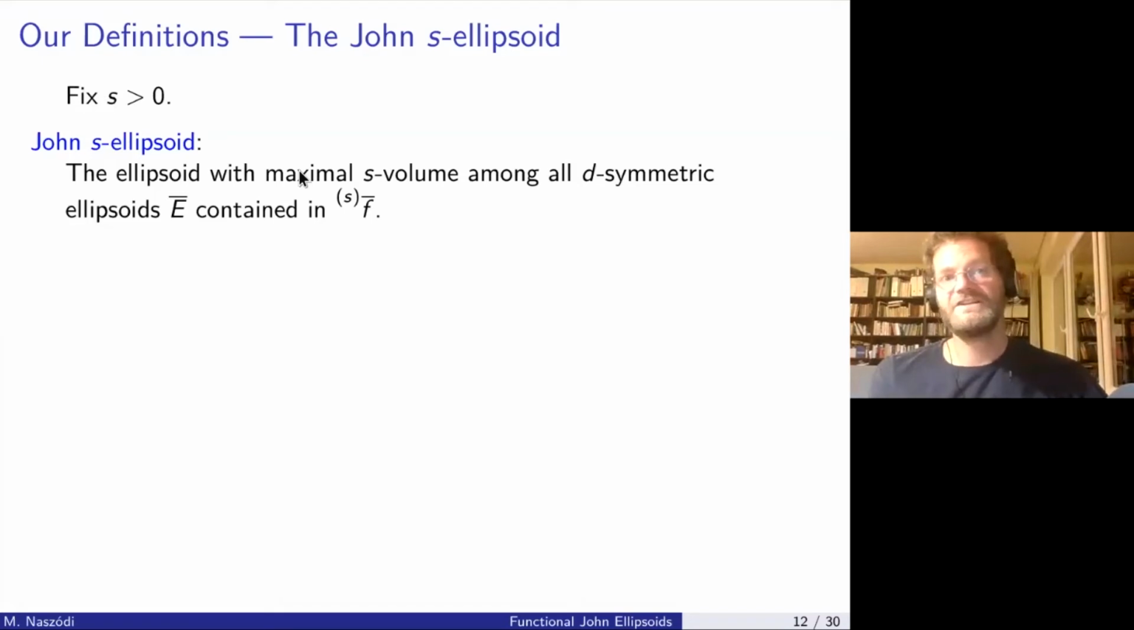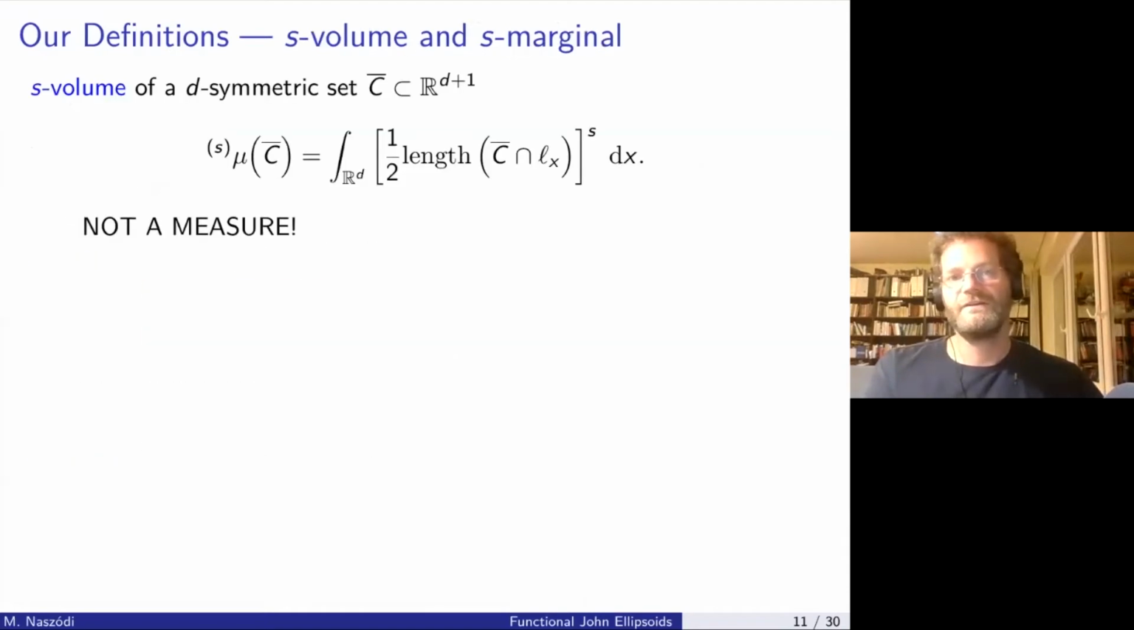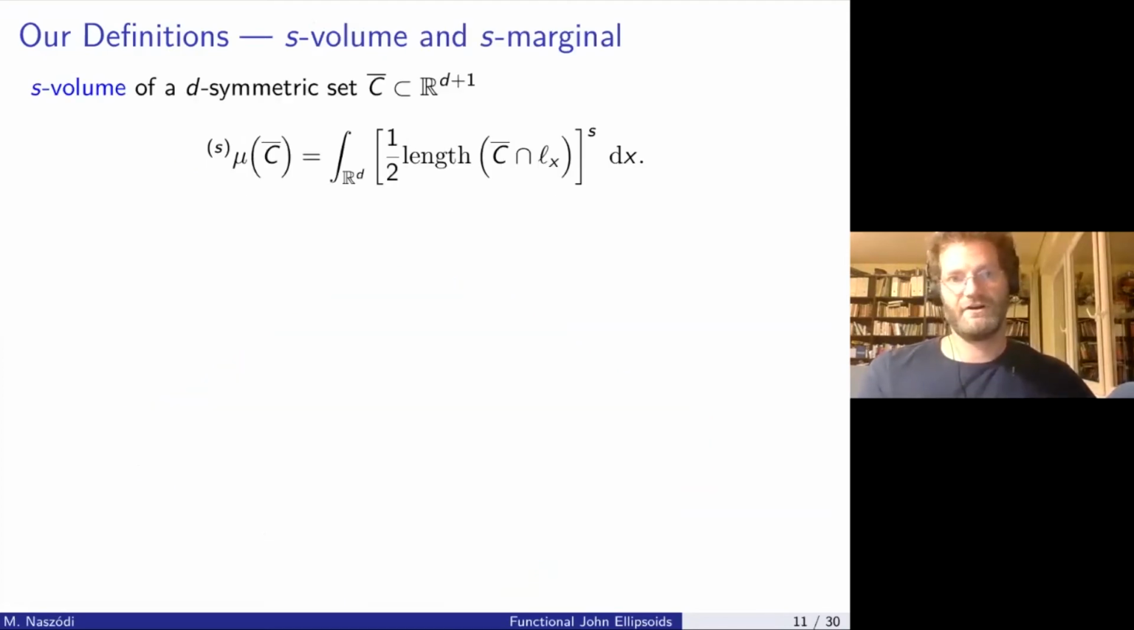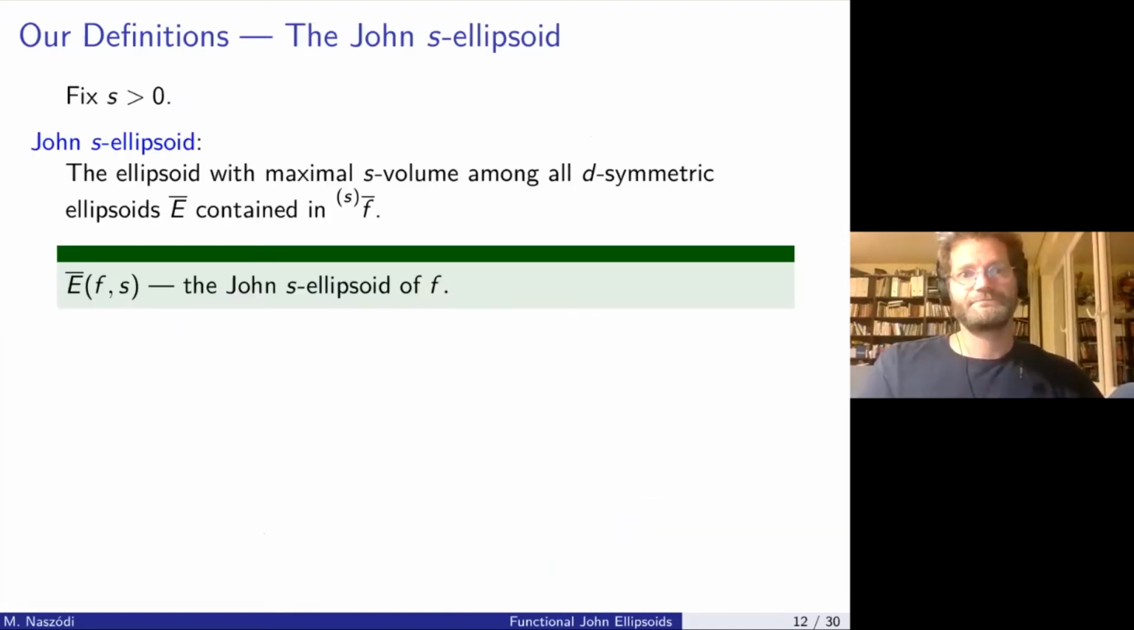So fix an S, and take the maximum S volume ellipsoid among all ellipsoids contained in this lifting. In this lifting, you can consider nice (d+1)-dimensional ellipsoids. I'm only interested in ellipsoids which are symmetric about R^d. Take the one which has the biggest S volume, as defined here. That's what we will call the John S ellipsoid of F.